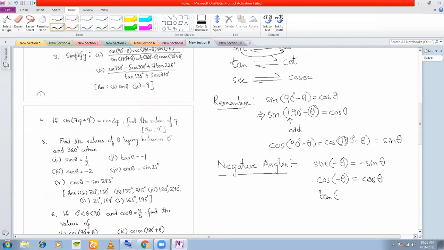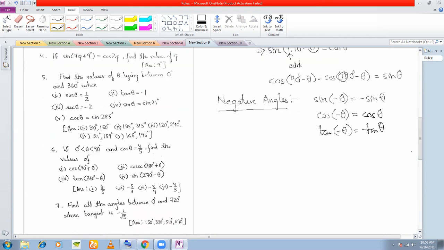Tan of minus theta is minus tan theta. Similarly, because sine of minus theta is minus sine theta, cosec of minus theta will also be minus cosec theta. Sec, because cos of minus theta is cos theta, sec of minus theta will be sec theta. And cot of minus theta will be minus cot theta, because tan of minus theta is minus tan theta.